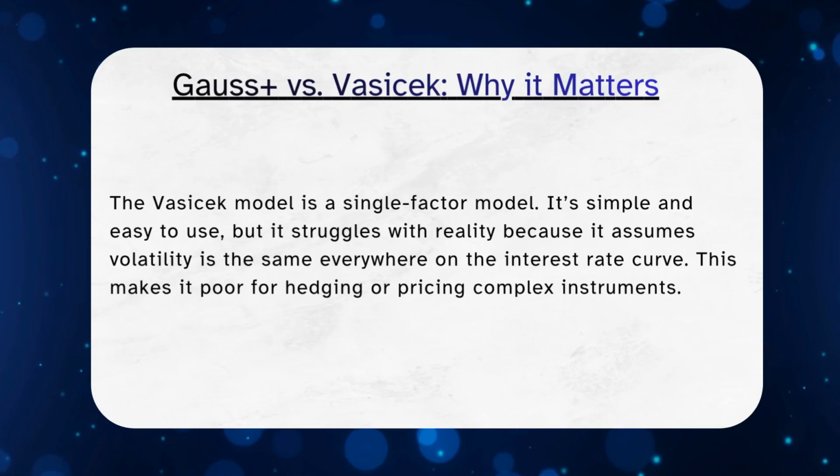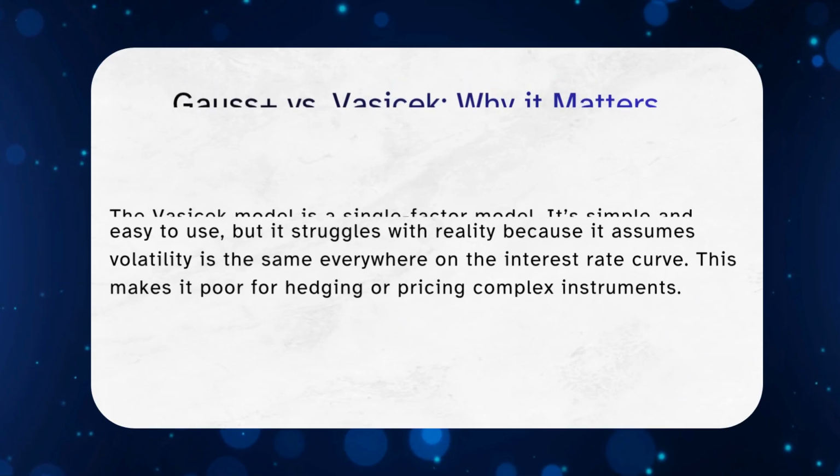To wrap up, let's compare this to the Vasicek model. The Vasicek model is a single-factor model. It's simple, but because it only has one volatility parameter, it can only be consistent with one point on the interest rate curve. This makes it a poor tool for complex hedging.